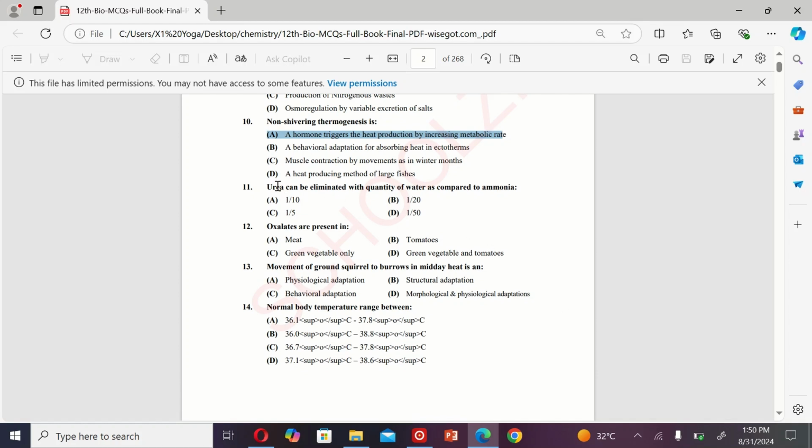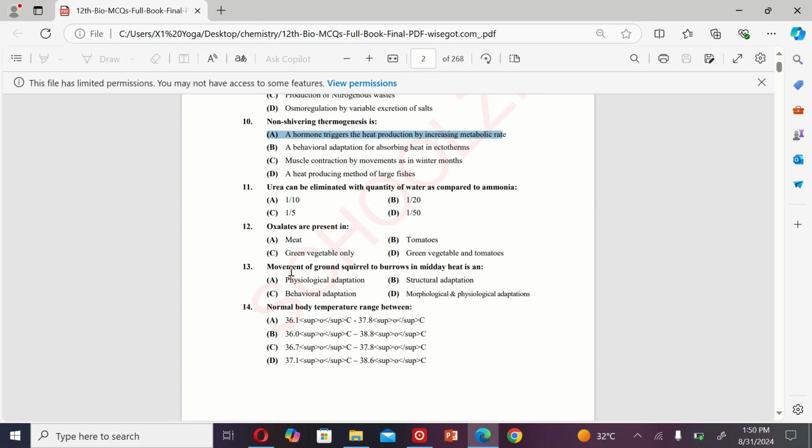The next MCQ is: urea can be eliminated with what quantity of water as compared to ammonia? A. 1 over 10, B. 1 over 20, C. 1 over 5, and D. 1 over 50. So the correct option is A. The next MCQ is: oxalates are present in A. meat, B. tomatoes, C. green vegetables only, and D. green vegetables and tomatoes. So the correct option is D.